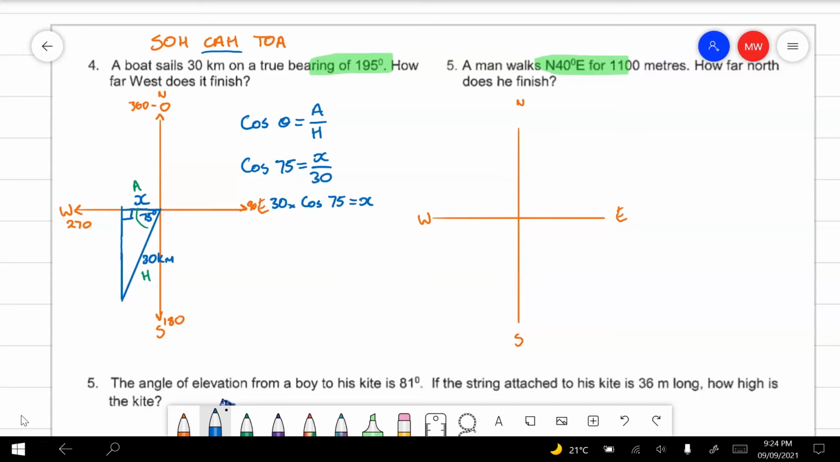And at this point, we'll put it into our calculator and we'll find that x is 7.76 kilometers. And because this question is asking for it to be west and it's a compass bearing, I would write W or west on the end of this answer. So this would be my final answer.